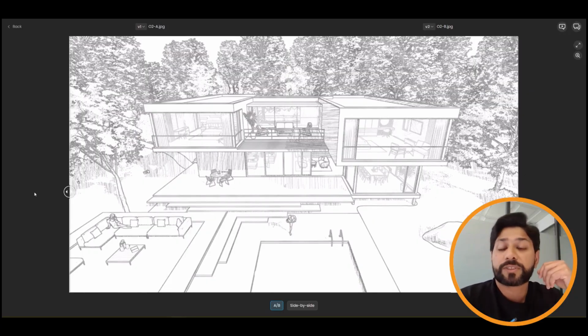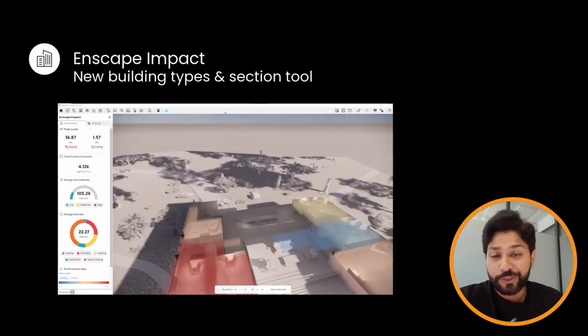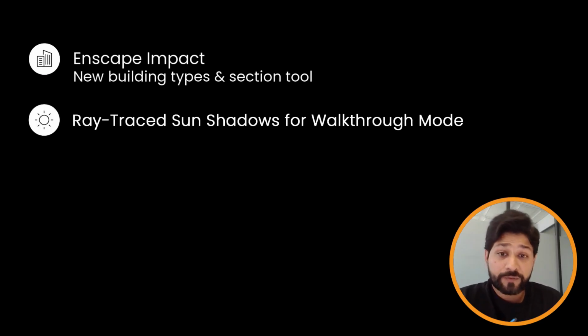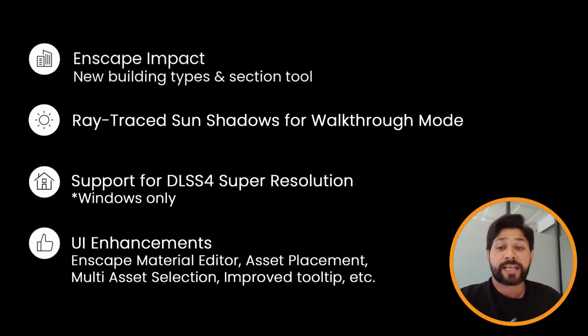All right. So some additional updates. We have now new building types in Enscape Impact. There's also a section tool in Impact for room level analysis. Ray trace sun shadows for walkthrough mode, so while you are in the walkthrough mode. Support for DLSS for super resolution. This is also Windows only. UI enhancements. So we have some UI enhancements for a smoother workflow. This includes changes to the Enscape material editor, asset placement, multi-asset selection, some improved tooltips, a few more things as well.